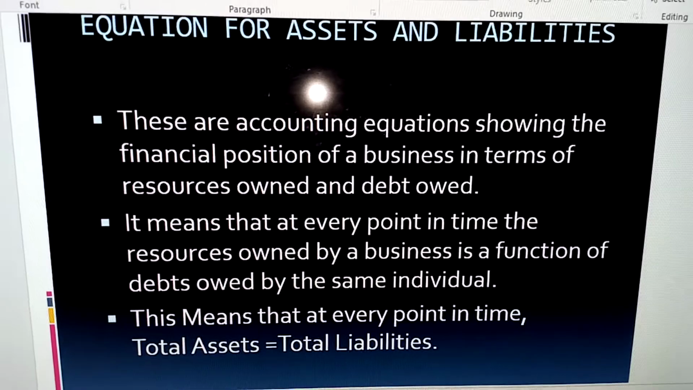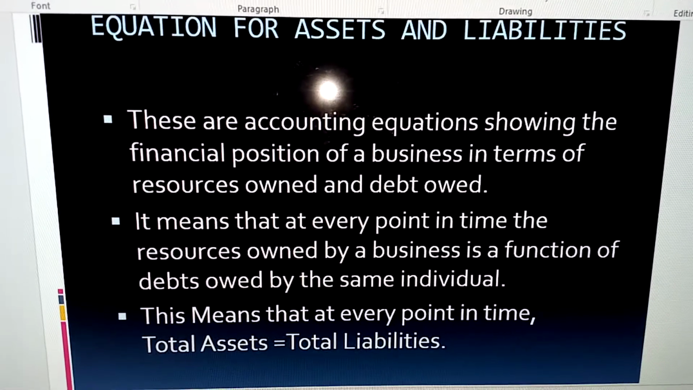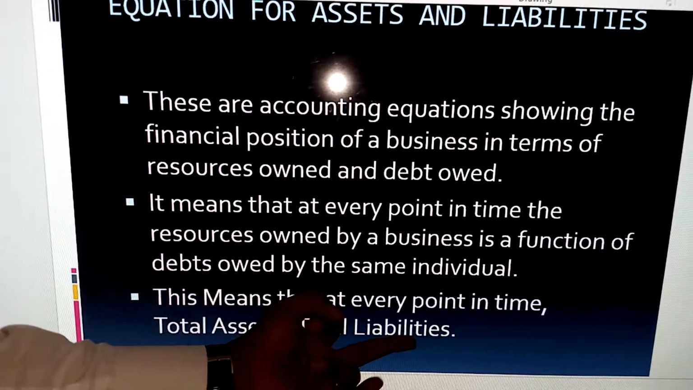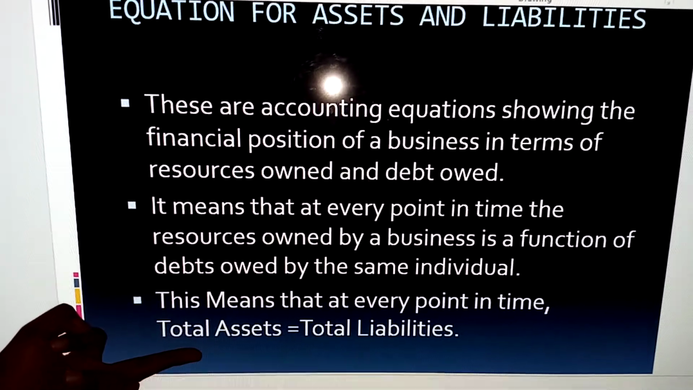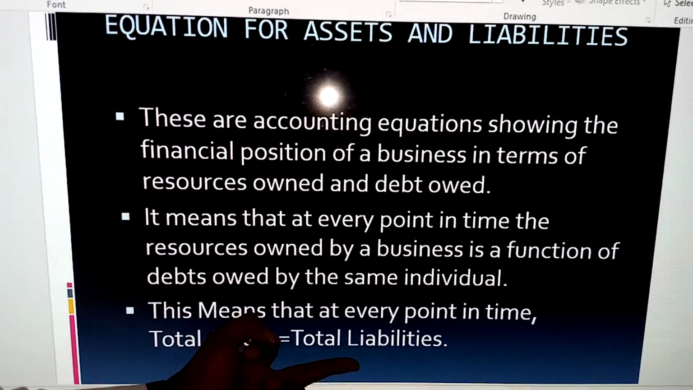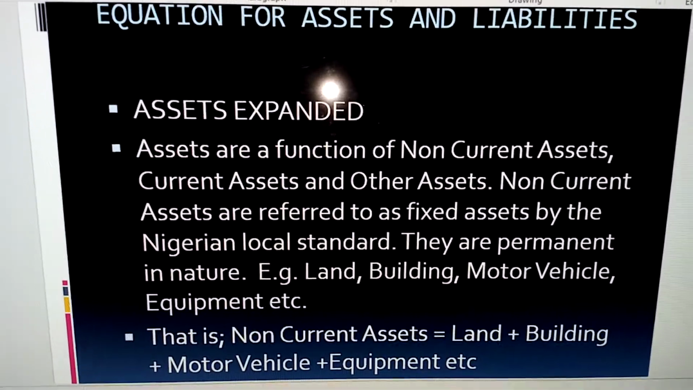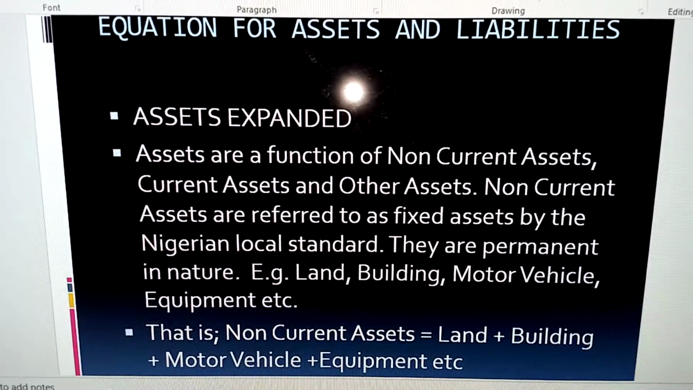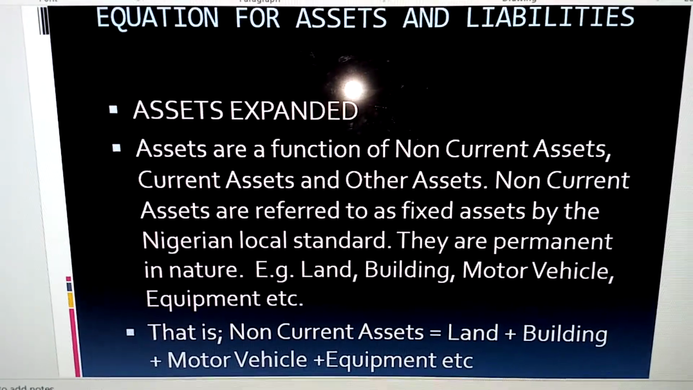So let's try to look at what I'm trying to say. Now, if we have established the fact that total assets, which is your resources that you have, is equal to your total liabilities, that's the accounting equation here. It means that your assets must be equal to your liability at every point in time. So now we have established that our assets at every point in time must be equal to our liabilities. Our asset has variables. So let's expand our assets.